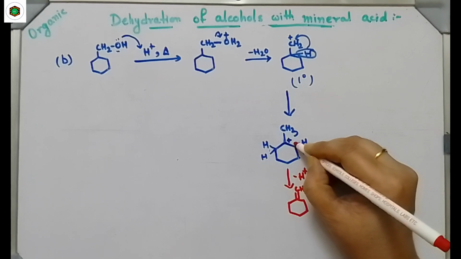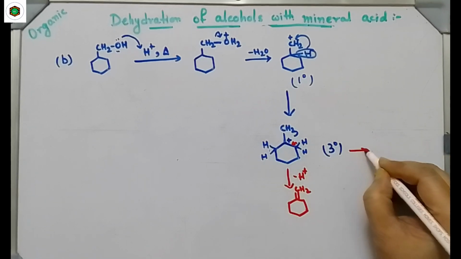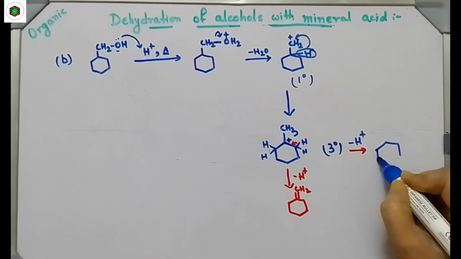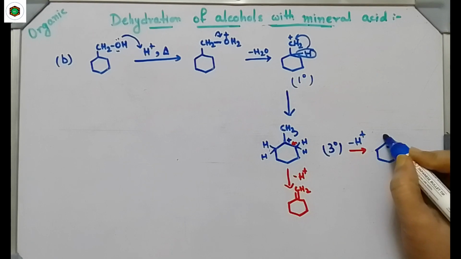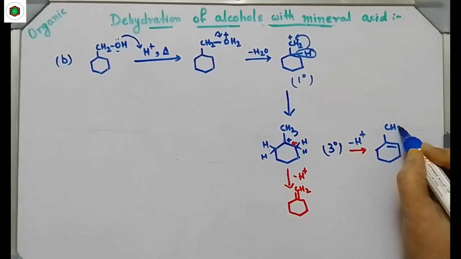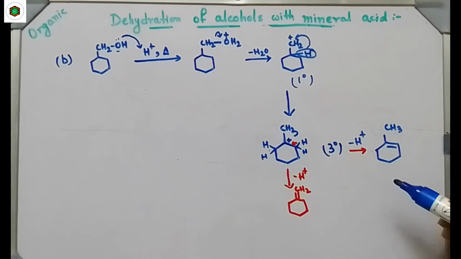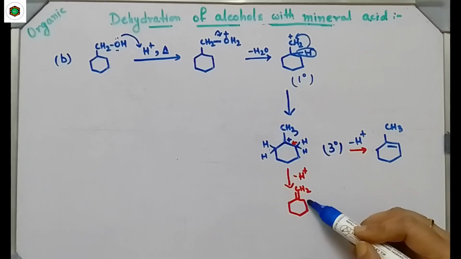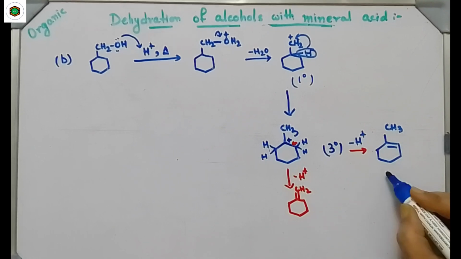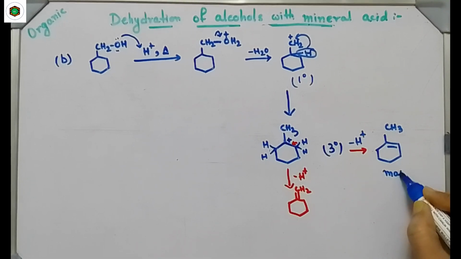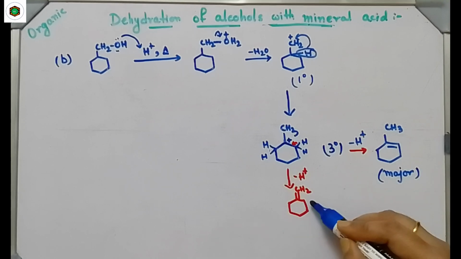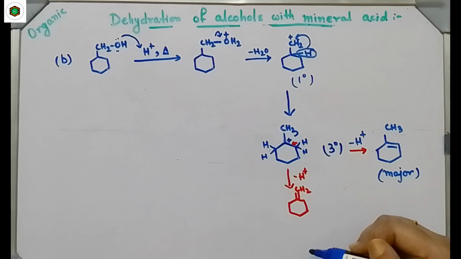If it goes, what will we get? Minus H plus, we will get here a double bond, here CH3. So between these two, which one is major? This is tri-substituted and this is di-substituted. Because this is tri-substituted, this is more stable, so this is the major alkene, and this is di-substituted, so this is the minor product, but the major you have to mention here.